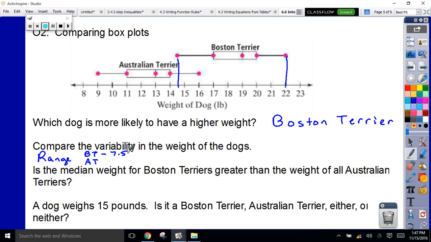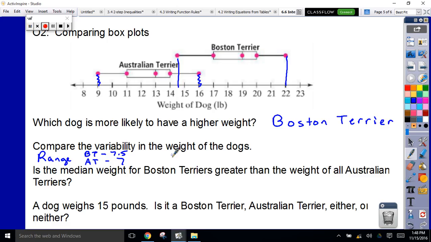What about the Australian Terrier? They go from 9 to 16. That one's a little easier. Go ahead, do that one. Seven. It would just be 7. So the Boston Terrier, and Jace told us this, it looked more spread out to him. The Boston Terrier has slightly more variability than the Australian Terrier in terms of the range.